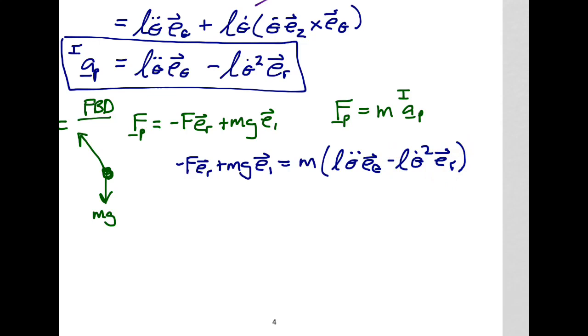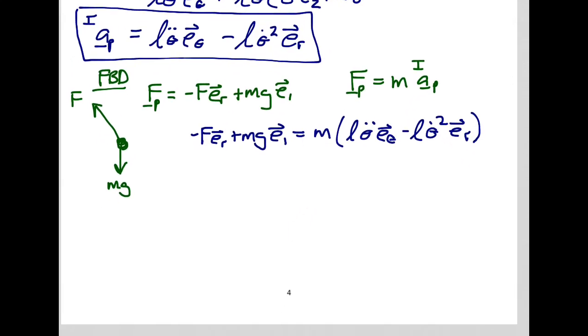Oftentimes, when working in multiple reference frames, we're going to have to convert between the bases in our reference frames before we can start to equate our scalars. So what we want to do here is convert E sub 1 into E sub r and E sub theta. You can do it the other way, in which you convert E sub r and E sub theta all into the inertial basis. But let's go easy here and convert E sub 1.